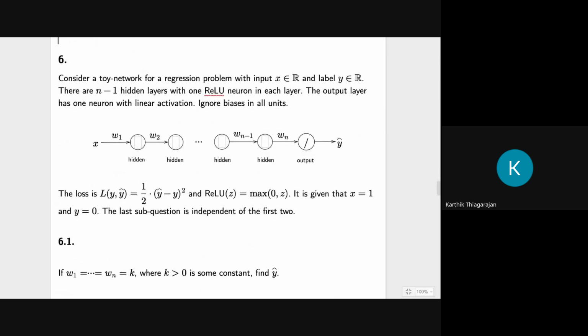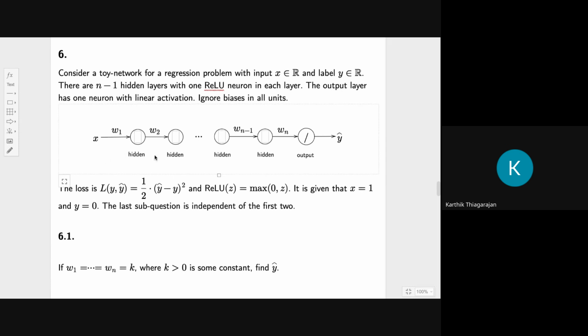So the next problem is you have a toy network for a regression problem. Now there are n layers, so 1, 2, 3, all the way till n. So this is the nth layer. N minus 1 of them are hidden, and the final layer is the output layer. The loss is the usual squared error. You have a ReLU neuron everywhere except the last one, which will be identity, linear.